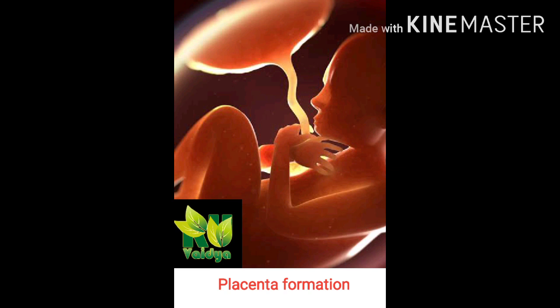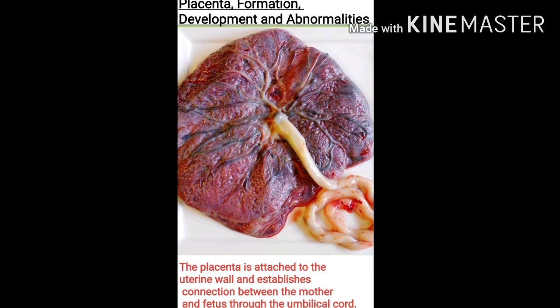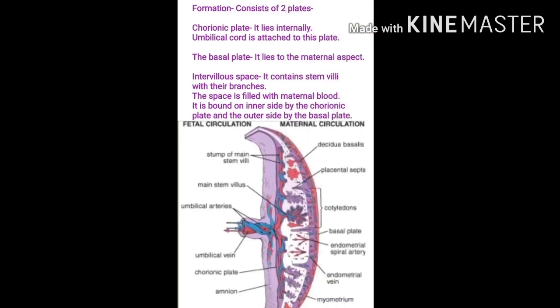So now we move on to the section that is placenta formation, development and its abnormalities. The placenta is attached to the uterine wall and establishes the connection between the mother and fetus through the umbilical cord. The umbilical cord is the connection between the mother and fetus. So the placenta is attached to our uterus, that is our uterine wall. Okay. Next we move on to the formation.